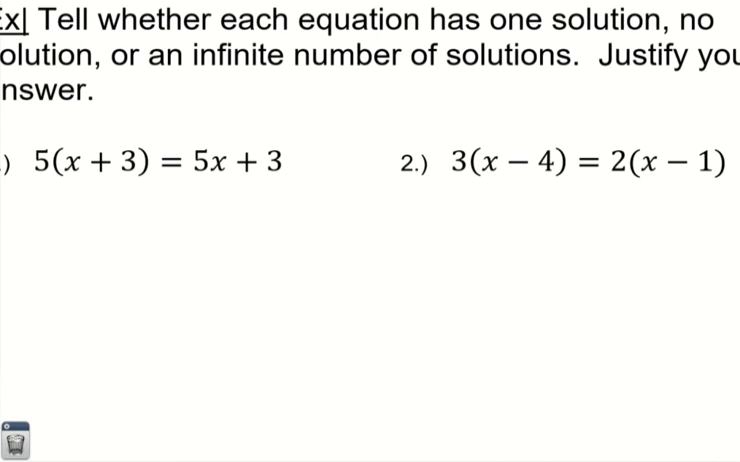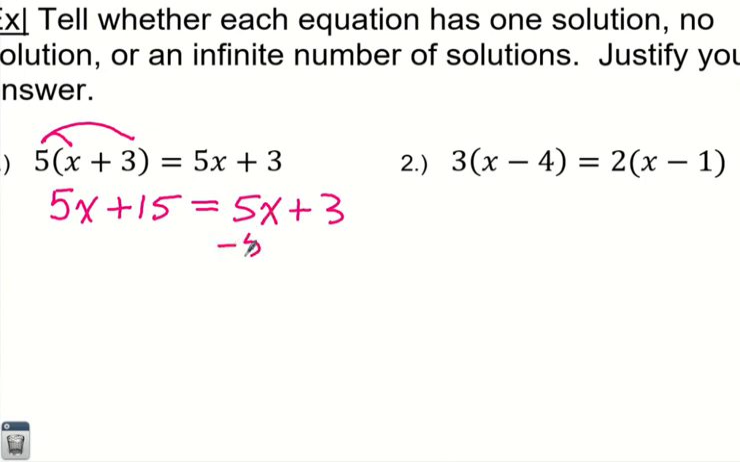Let's solve these equations by doing the same stuff we've been doing for so long. Distribute the 5, and 5 times x is 5x. 5 times 3 is 15, and we bring down the other side. Now we see that there is an x on both sides. We don't want an x on both sides, so we subtract 5x, and we also have to do it to the other side, and oh, wait a second. What's happening here?